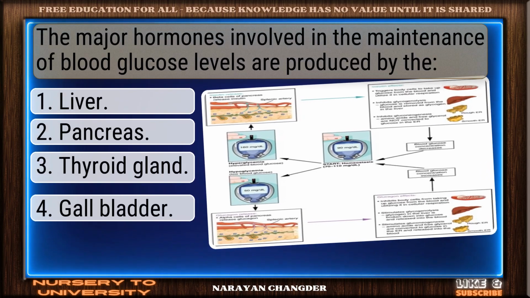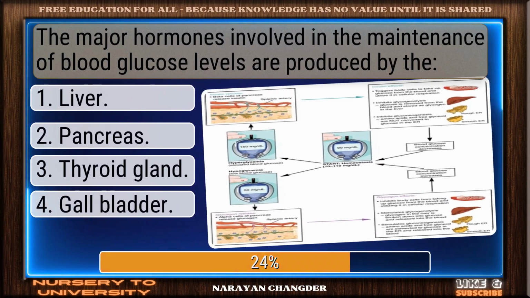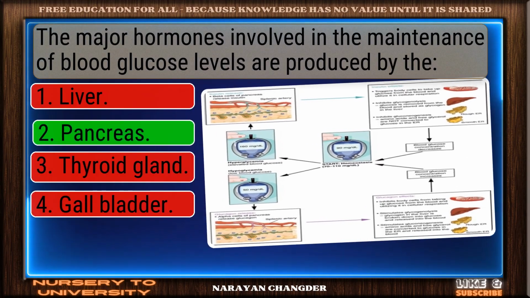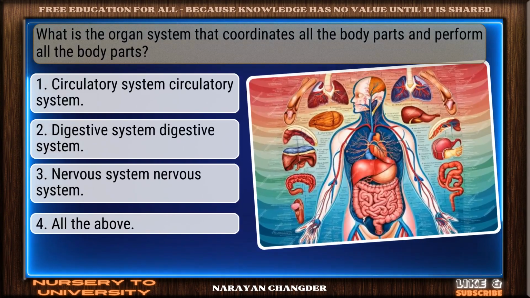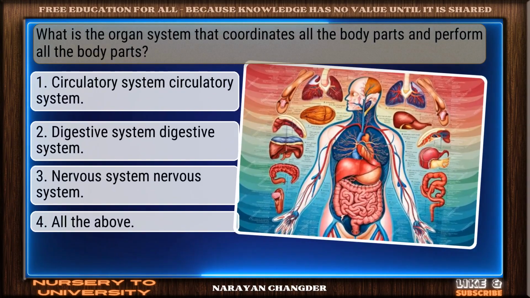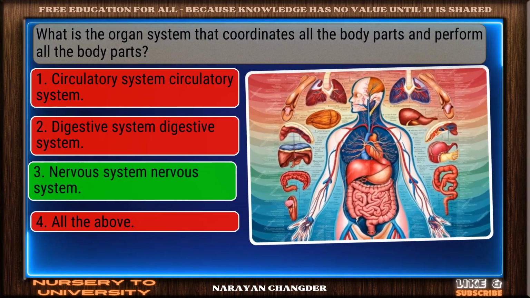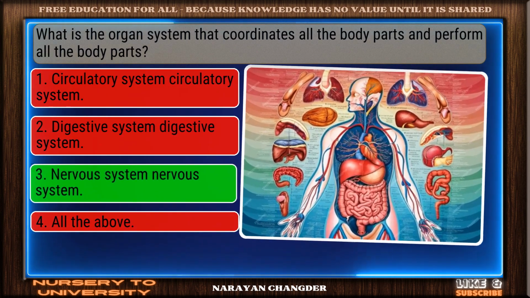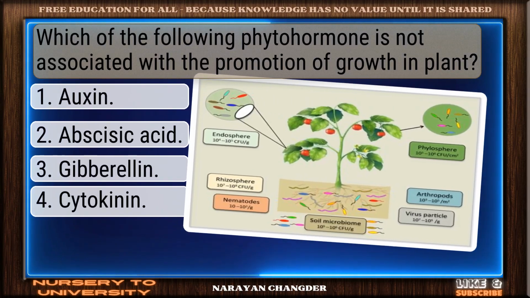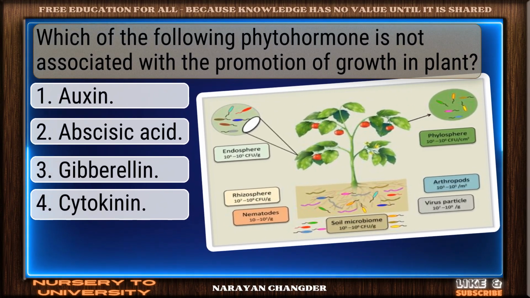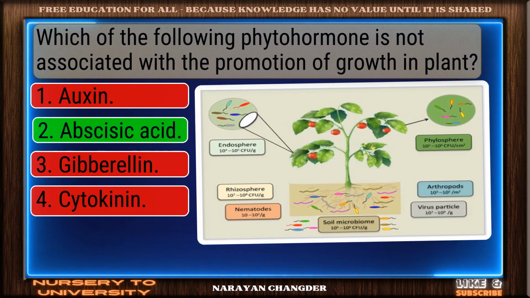The major hormones involved in the maintenance of blood glucose levels are produced by the... Excellent choice. Pancreas is right. What is the organ system that coordinates all the body parts and performs all the body functions? Correct response. Nervous system is accurate. Which of the following phytohormones is not associated with the promotion of growth in plants? Great. Abscisic acid is accurate.